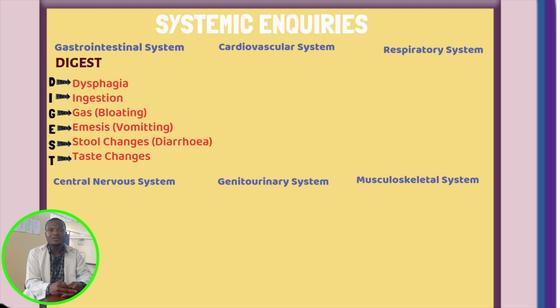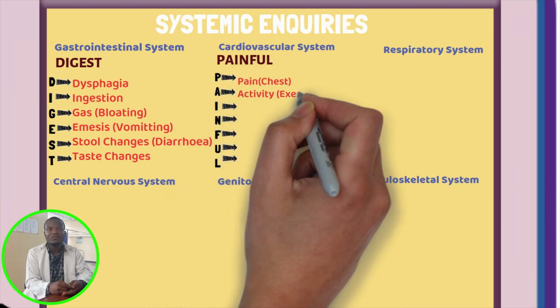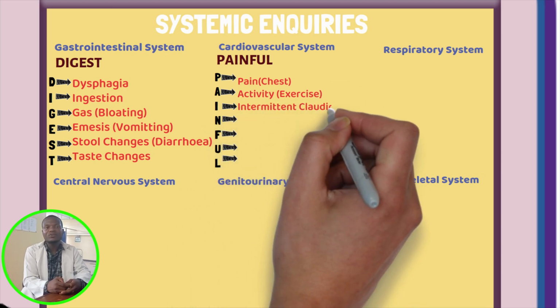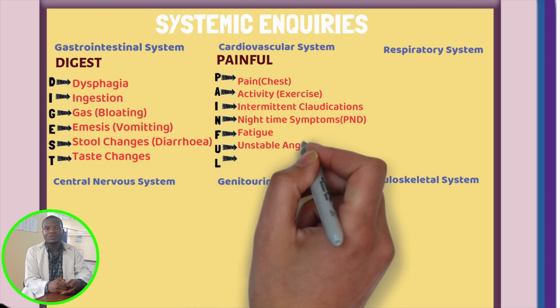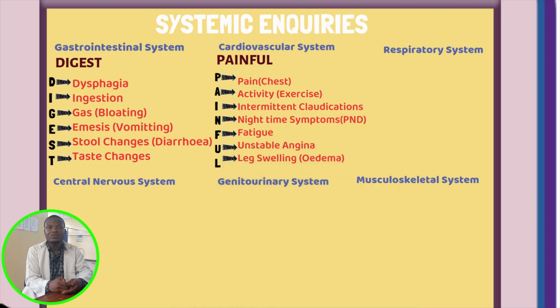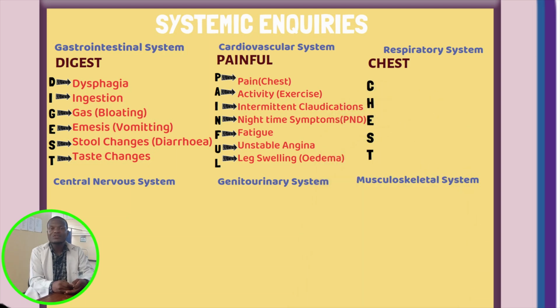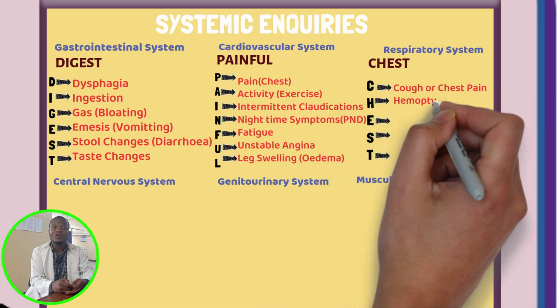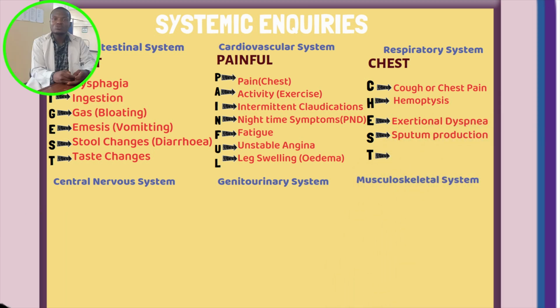So for the cardiovascular system, the mnemonic we use is PAINFUL, that is P for pain in the chest, A for activity or exercise, I for intermittent claudication, N for nighttime symptoms like paroxysmal nocturnal dyspnea, F for fatigue, U for unstable angina, and L for leg swelling or edema. For the respiratory system, the mnemonic I use is CHEST. That is C for cough or chest pain, H for hemoptysis, E for exertional dyspnea, S for sputum production, and T for tightness of chest.